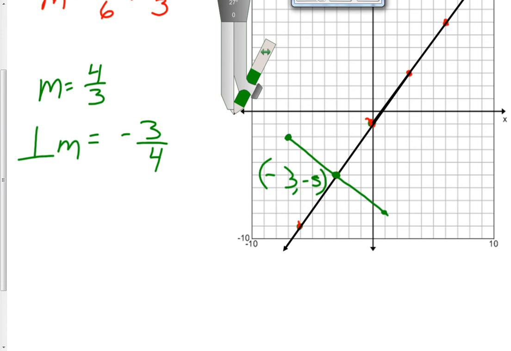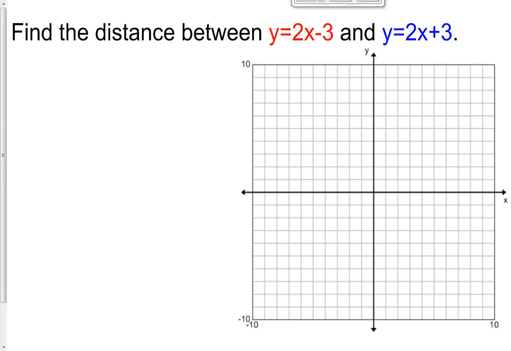Let's practice another one. This time we want to find the distance between two lines, and they're parallel lines. You can see that the slopes are the same. So we'll first graph the line y equals 2x minus 3, so a y-intercept of down 3, and then a slope of up 2 over 1, up 2 over 1. So I'm just going to quickly draw this for as much graph paper as I'm given.